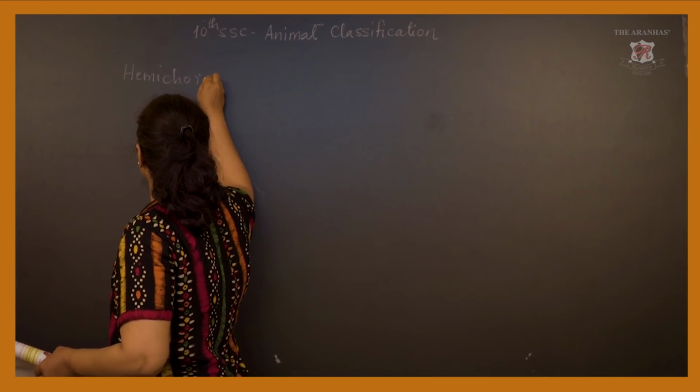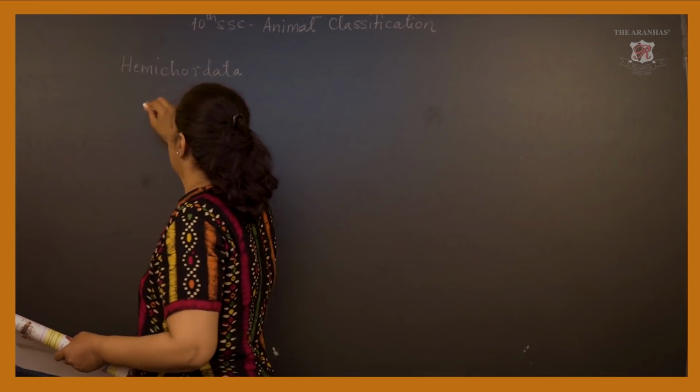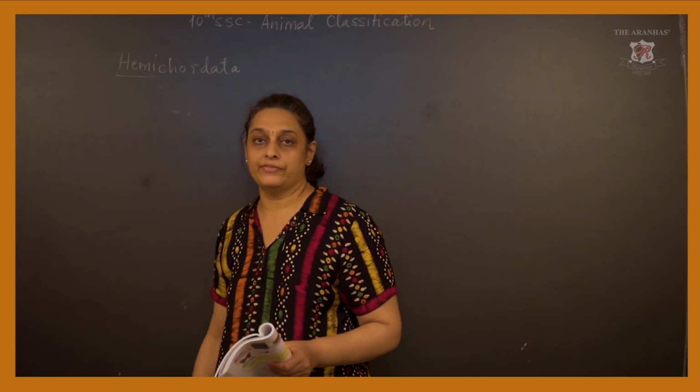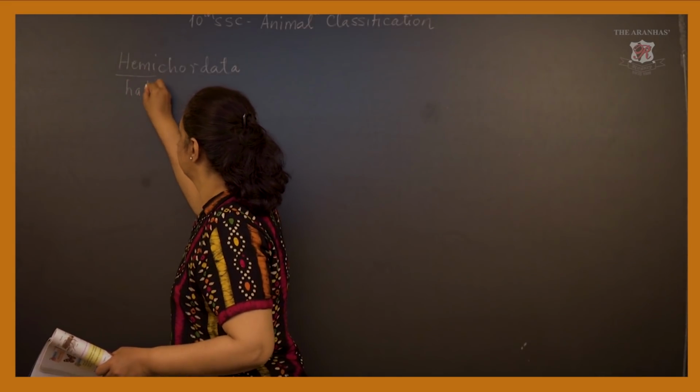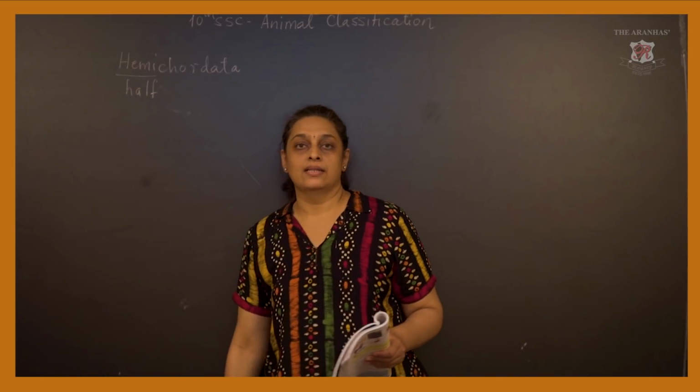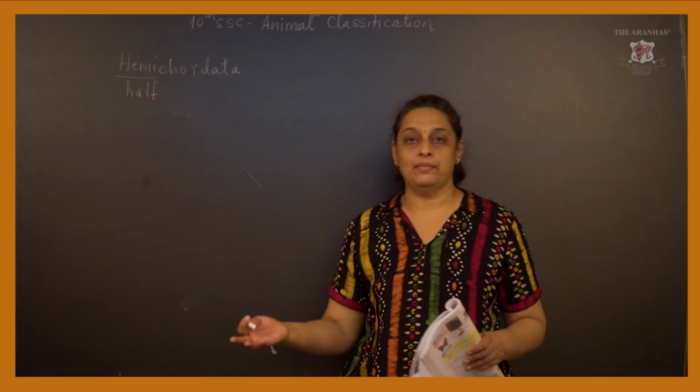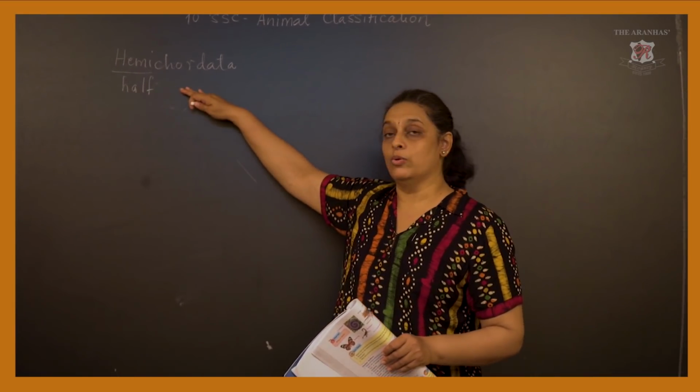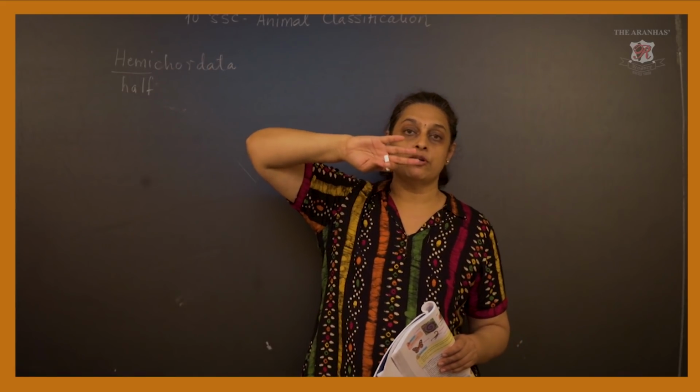Hemichordata. Now hemi meaning half. So these are half chordate like animals, which means that in this group you will see characters of non-chordates as well as chordates, and that is why in the classification this particular phylum Hemichordata is considered to be a connecting link between non-chordates and chordates. Okay, now let us see what are the features of these animals.